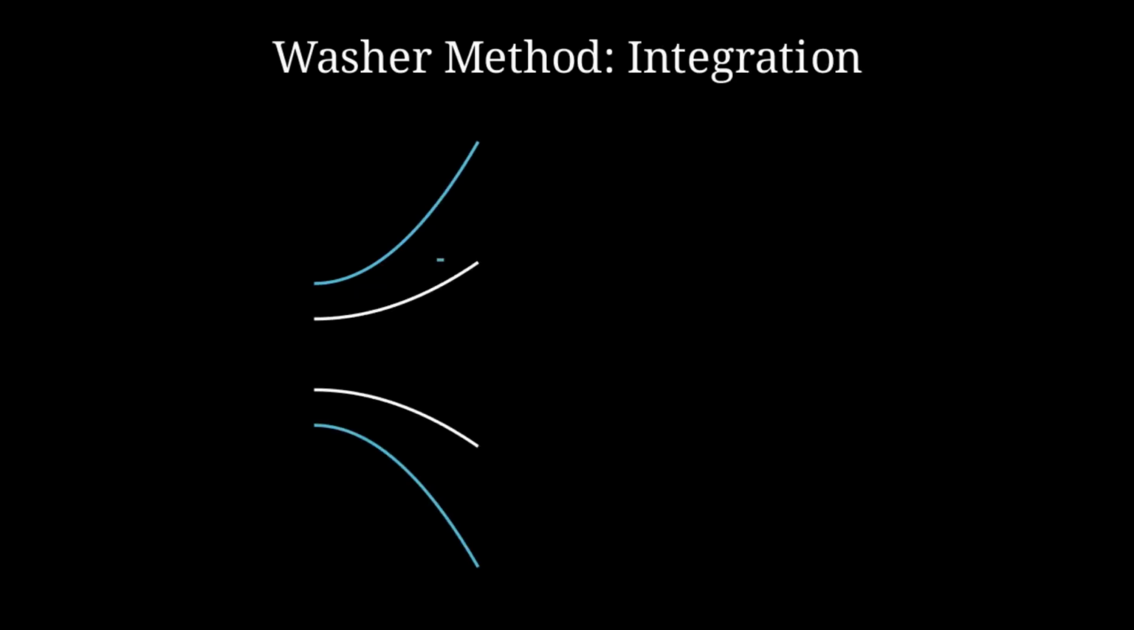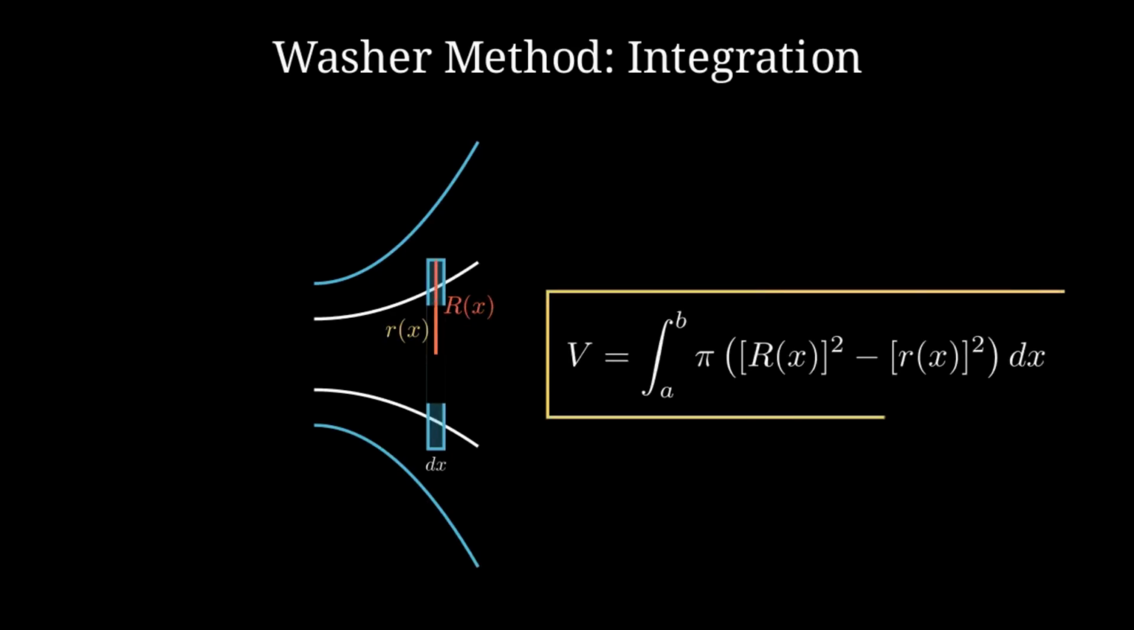When we rotate around the x-axis, we stack these washers along the x-axis. Each washer has a tiny thickness, dx. By integrating from the start point a to the end point b, we sum the volumes of all these thin washers to find the total volume of the solid of revolution.